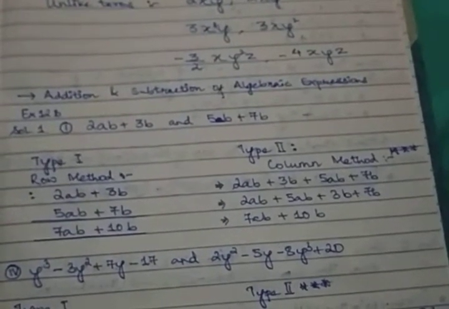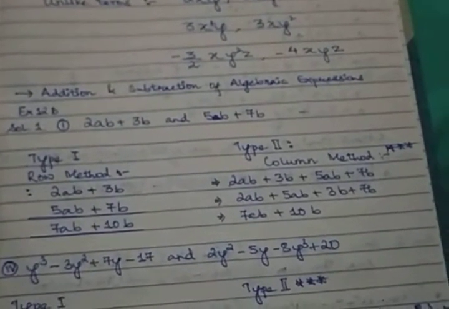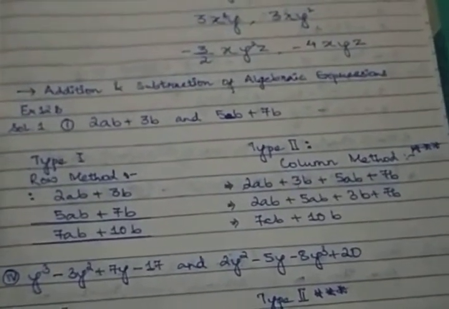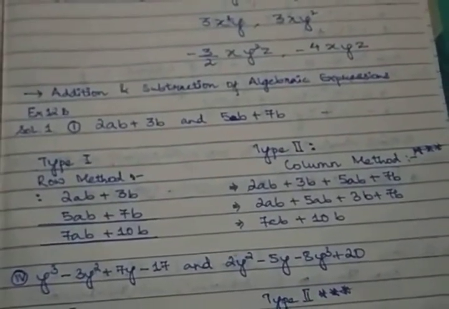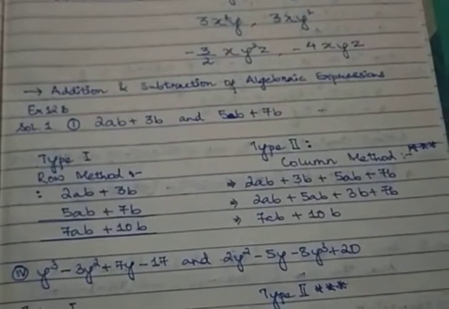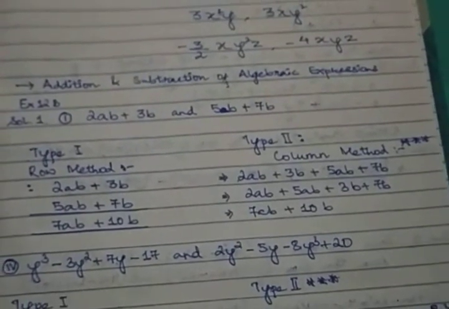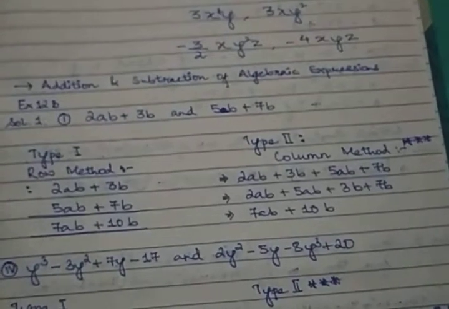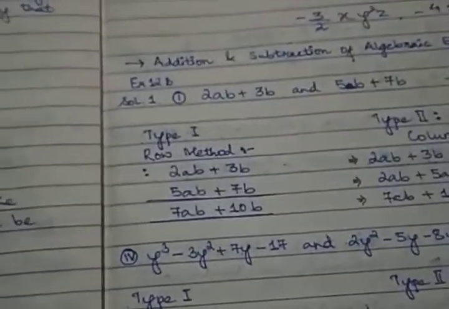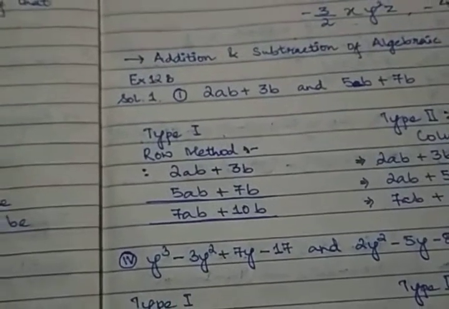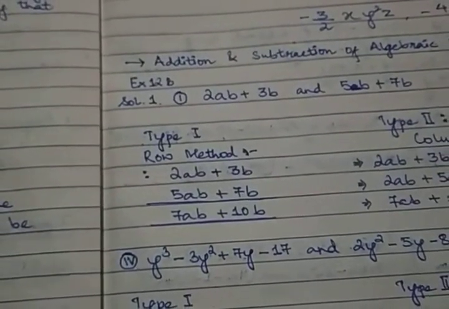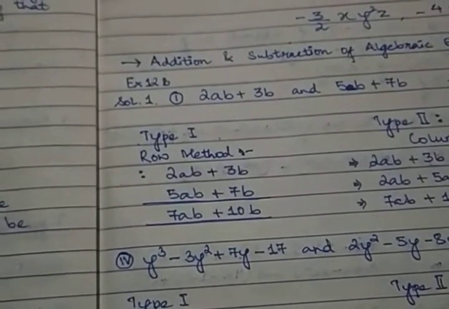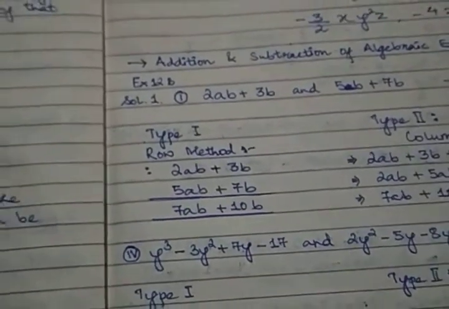I'm picking the first question from exercise 12b, question number 1. What we have here is 2ab plus 3b and 5ab plus 7b. We need to add these two binomials. These can be done in two different ways. Type 1 is the row method. In the row method, you can simply arrange the terms.